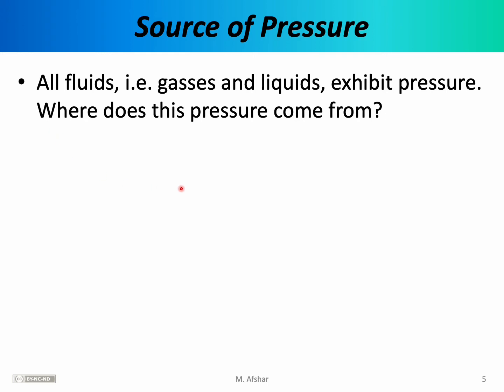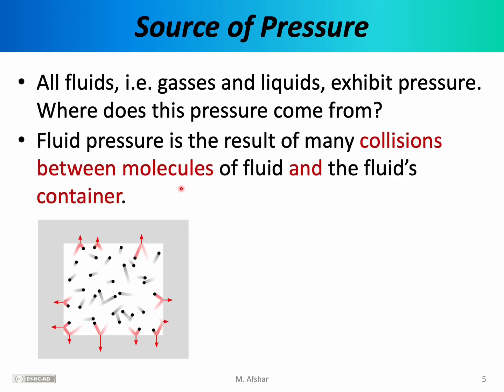We'd like to know where this pressure comes from, and eventually we'd like to be able to precisely quantify this pressure. It turns out this pressure really comes from the collisions between molecules of the fluid and the fluid's container. So whenever you have some gas or some liquid within a container, you can imagine that those molecules or atoms of the fluid are moving around rapidly. Occasionally, those molecules will collide with each other, but more often they will collide with the walls of the container. Every time one of these molecules collides with the wall, it exerts a small amount of force on that wall.